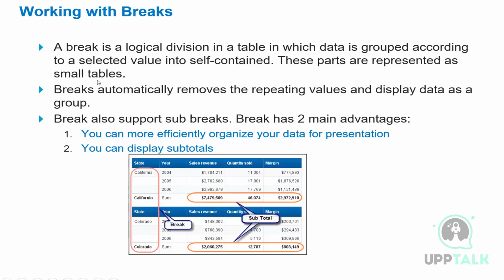It is not appearing outside as a section. So these parts are represented as small tables. One big table is again split into multiple small tables. We can assume it like that. Breaks automatically remove the repeating values. If you see California, it should appear in the second row and third row also. But what breaks do is automatically remove the repeating values and display data as a group. So this is all related to California and this is all related to the group.